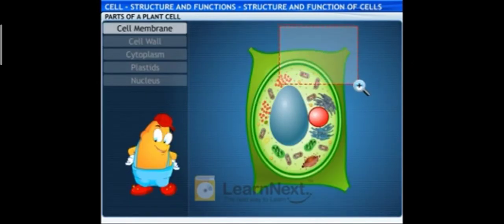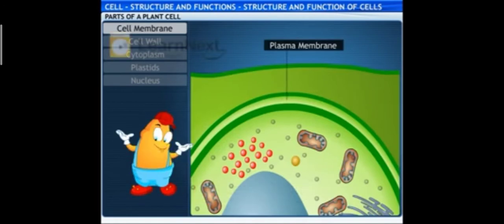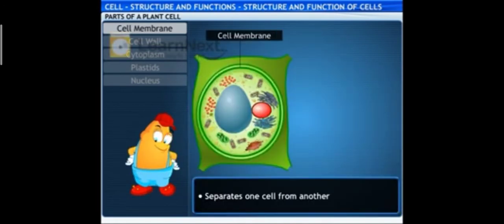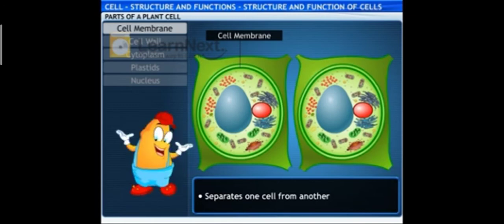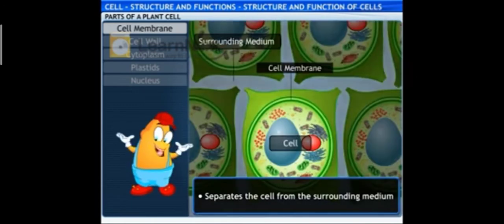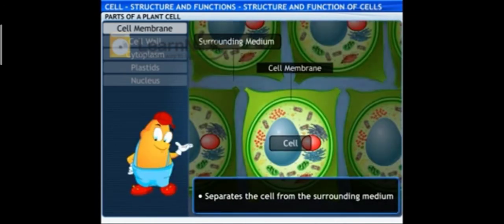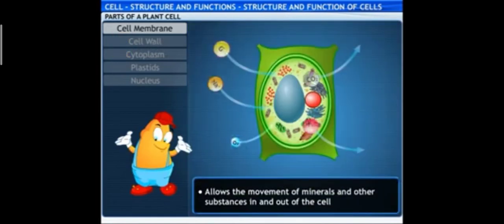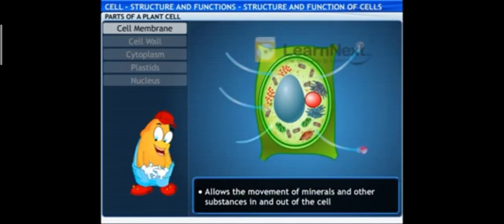The cell membrane, also called the plasma membrane, separates one cell from another, separates the cell from the surrounding medium, and allows the movement of minerals and other substances in and out of the cell.